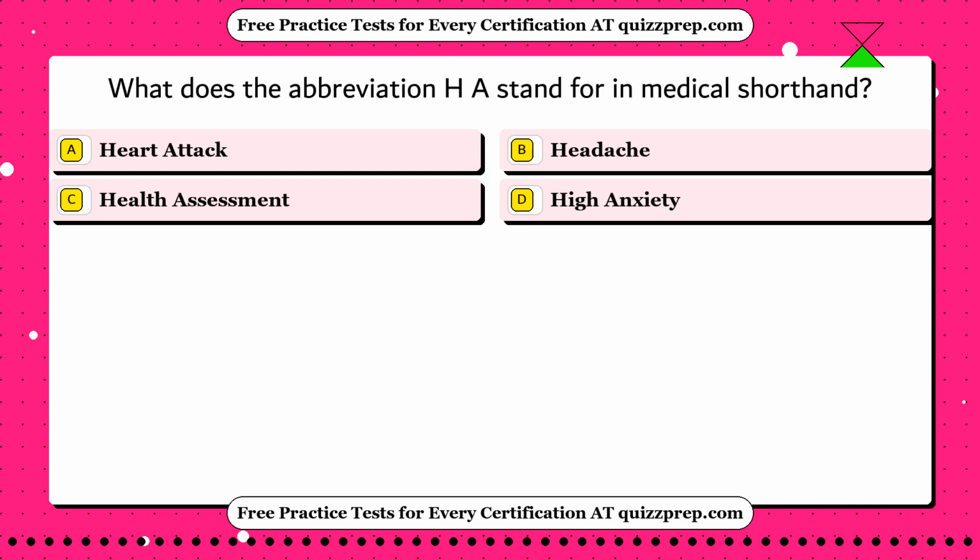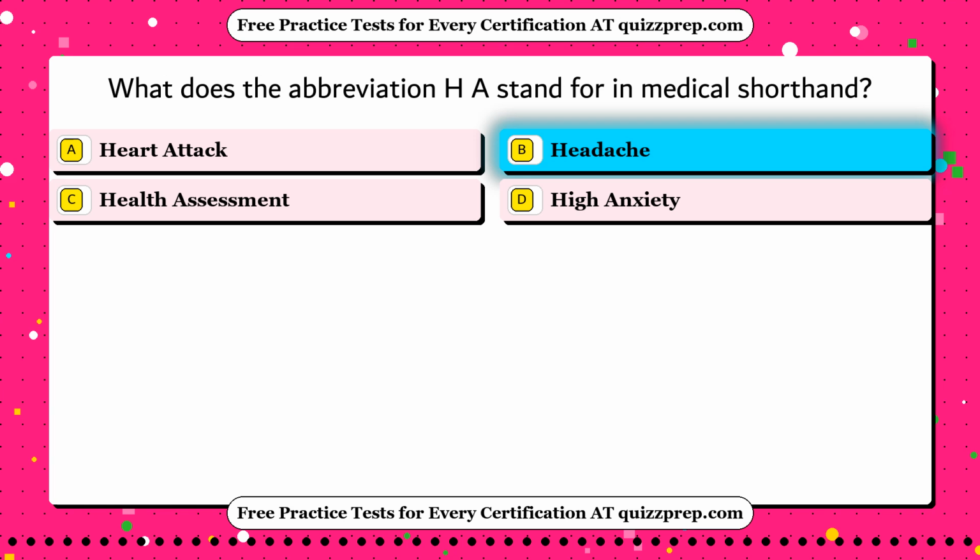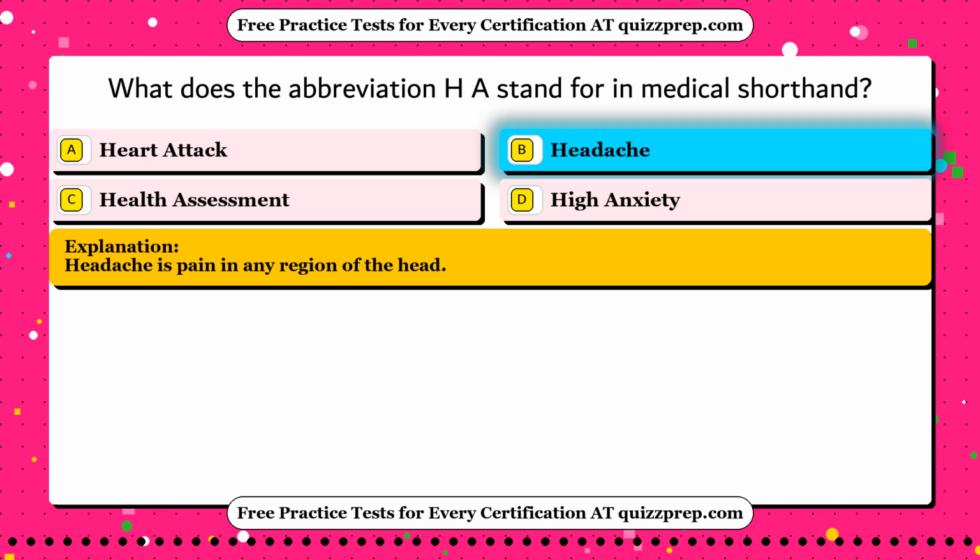Question 62. What does the abbreviation HA stand for in medical shorthand? Option A, heart attack. Option B, headache. Option C, health assessment. Option D, high anxiety. The correct answer is option B, headache. Headache is pain in any region of the head.